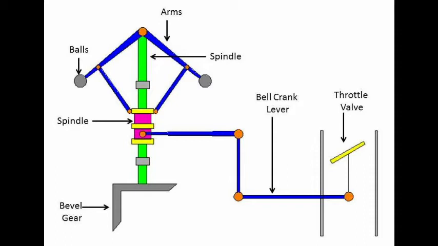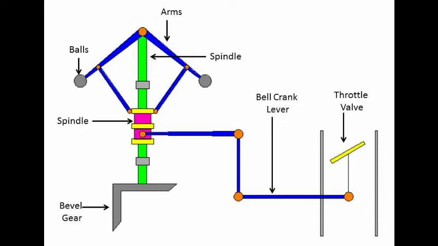Due to this fluctuation of speed, you are having this kind of cyclic variation. So to reduce that cyclic variation, and to keep the engine at a mean speed, what we'll do is we'll put a flywheel at the end of the crankshaft.